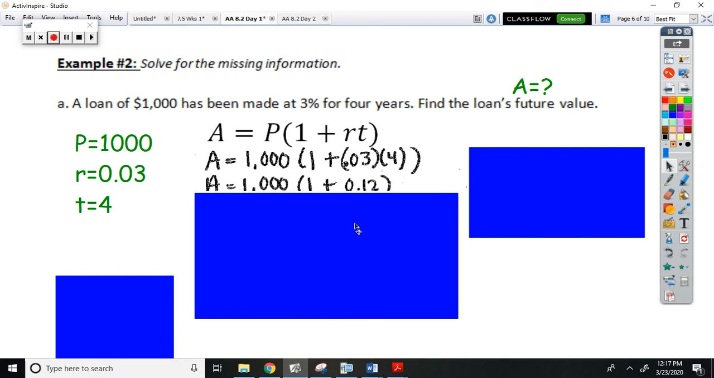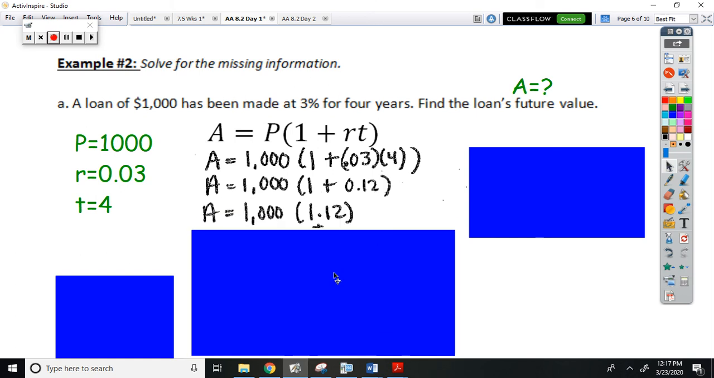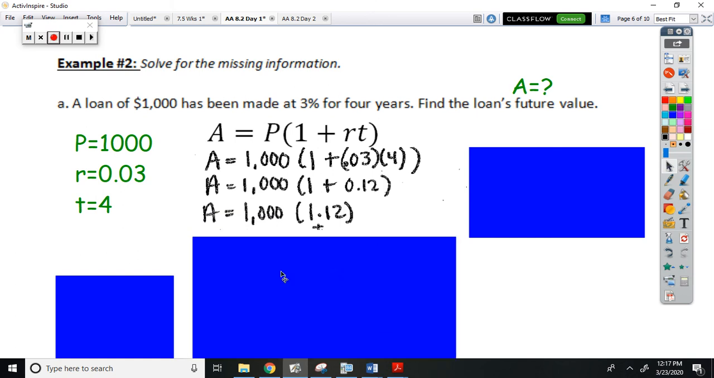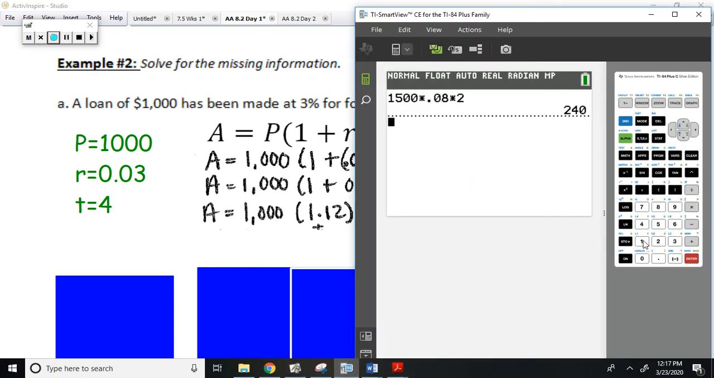I usually do the order of operations first, so I did 4 times 0.03 is 0.12, added that to 1 to get 1.12, and then I multiplied those together to get $1,120. But again, you can type it all into your calculator if you prefer. So it'd be 1,000 parentheses 1 plus 0.03 times 4, and it'll get it just as quickly.